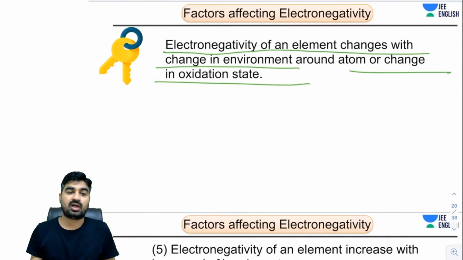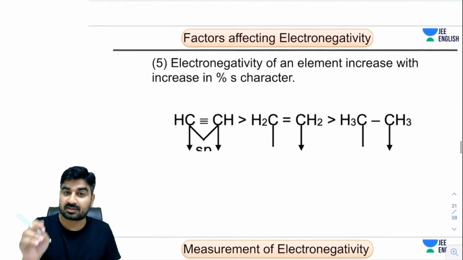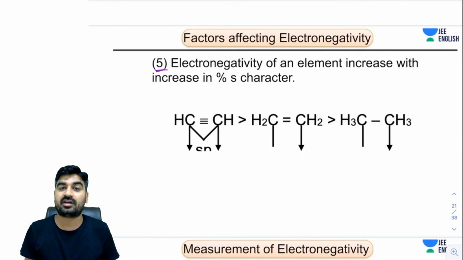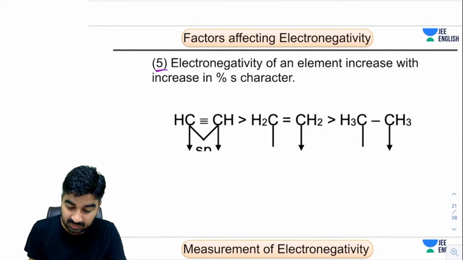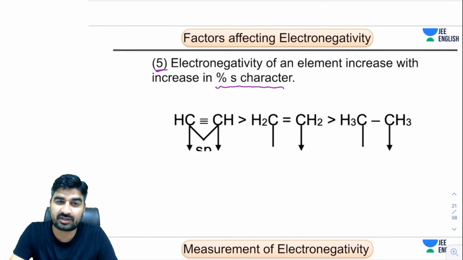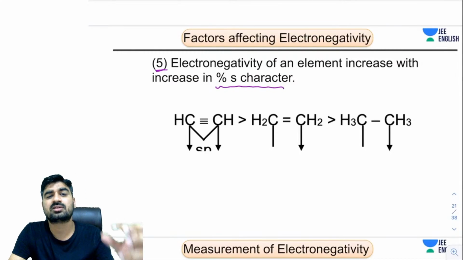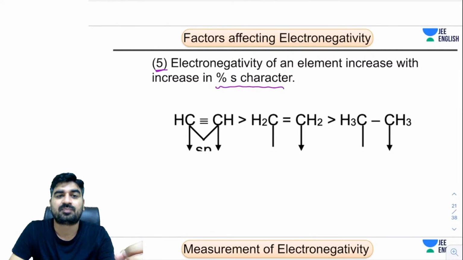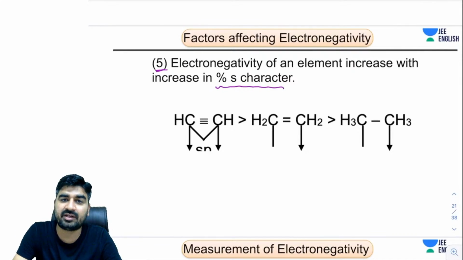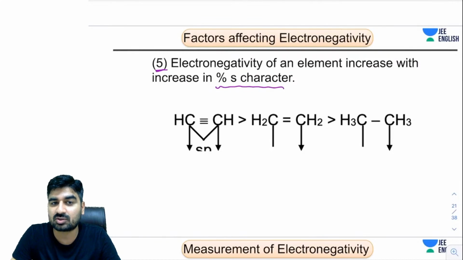Okay. So now I'm taking factors affecting electronegativity, point number 5. Actually, electronegativity increases with increase in percentage s character. Right now, if you have just completed your 10th class, you will not understand this point, because how to calculate s character, you can do it only after chemical bonding. So I'm just giving you an idea, and once you do chemical bonding, just note down this point in your copy, and at that point of time you can see what's wrong with it.